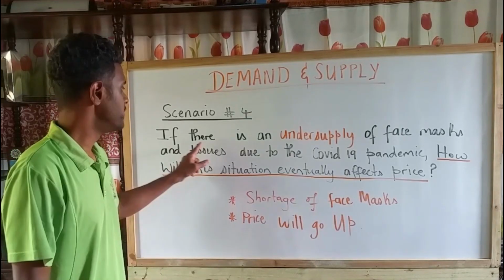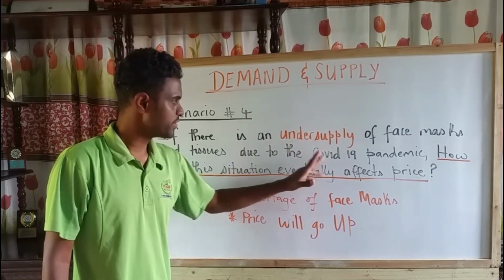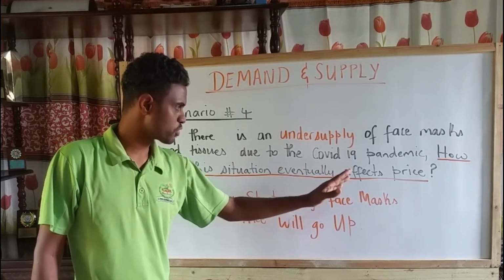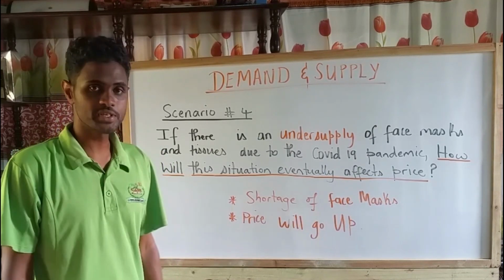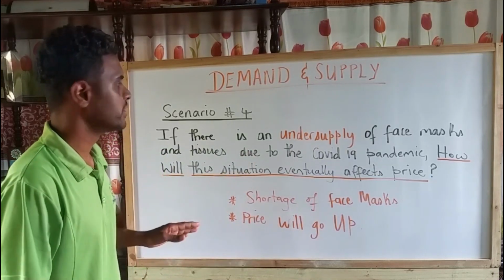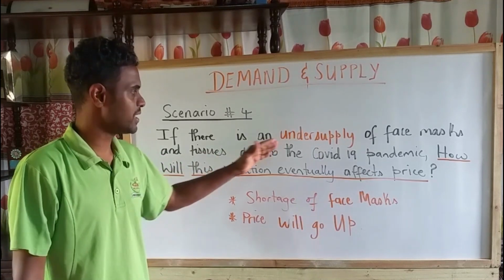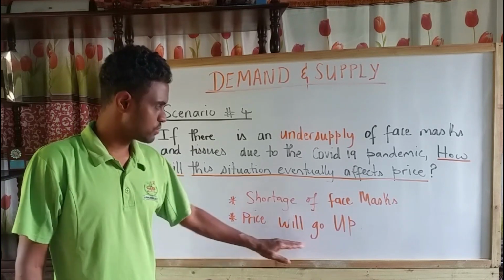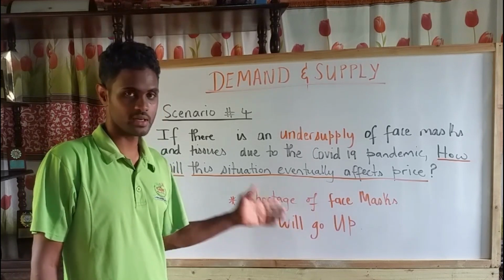Scenario number 4. If there is an undersupply of face masks and tissues due to the COVID-19 pandemic, how will this situation eventually affect price? Now basically, how will it affect price when there's an undersupply of goods overall? Price will go up for those goods. So in this case, where you see the face mask and the tissue, there's a shortage of that, it means there's an undersupply of them on the market. So what will happen is that eventually price will go up for the face mask. And the reason is because there's a shortage of the face masks and the tissues.